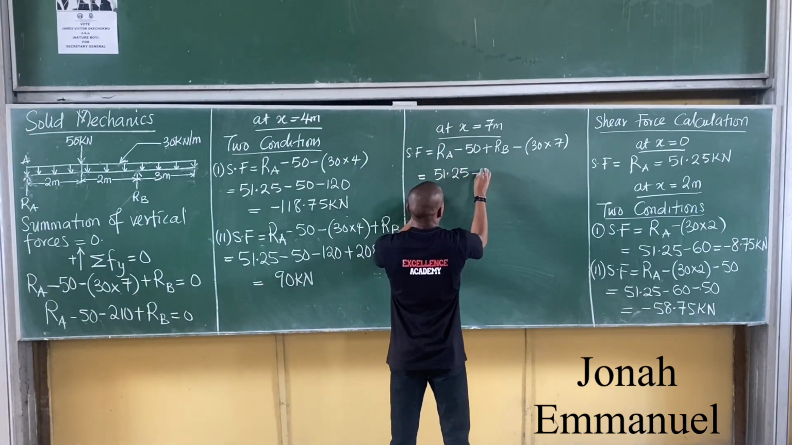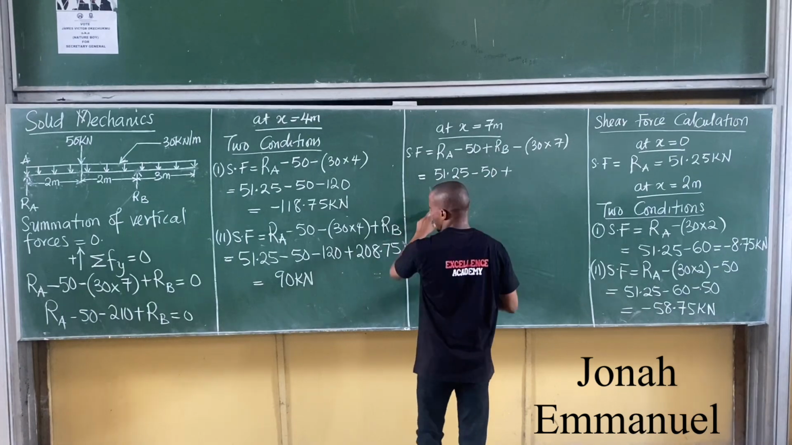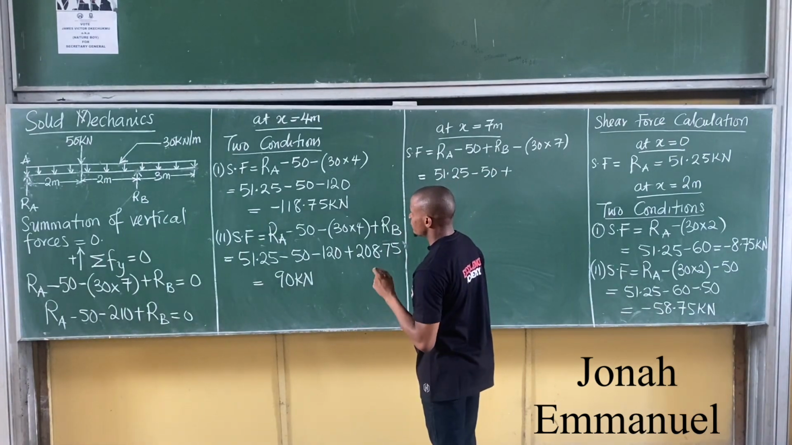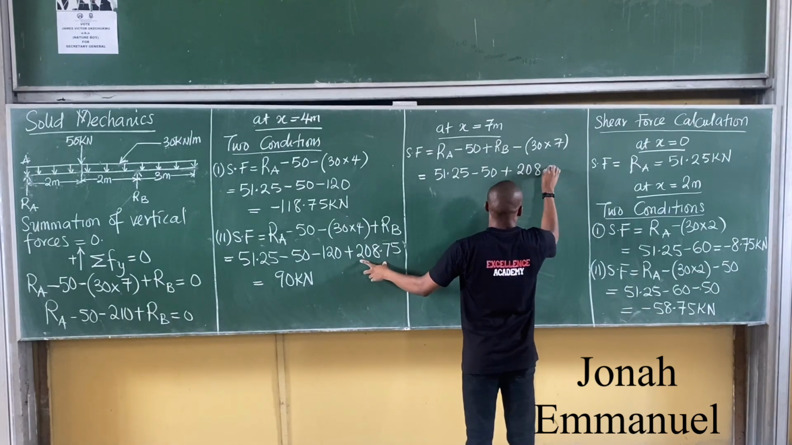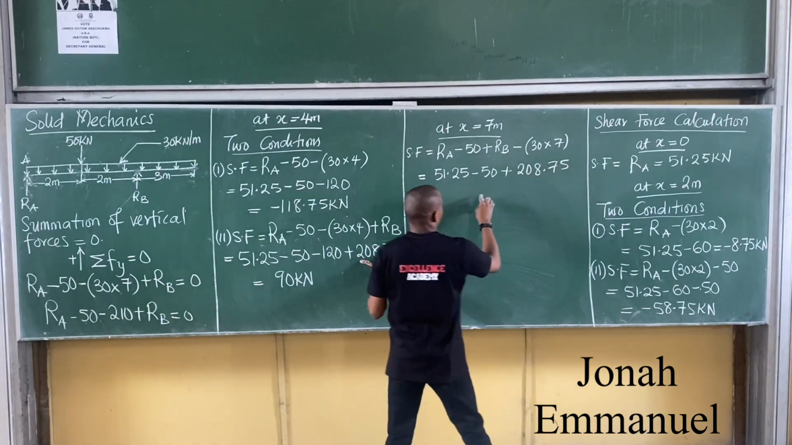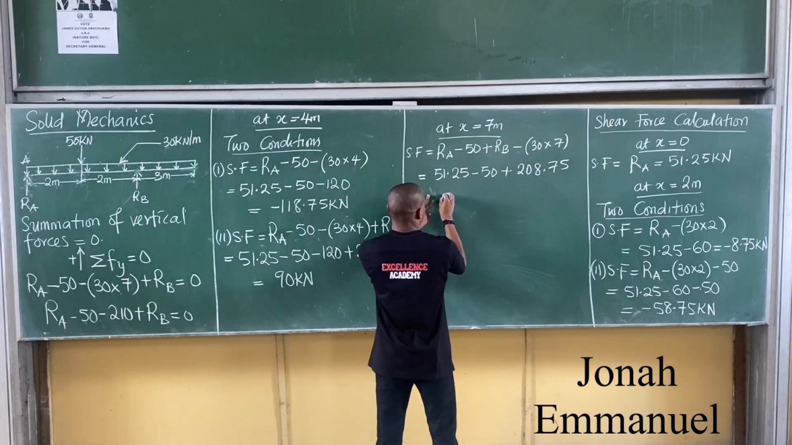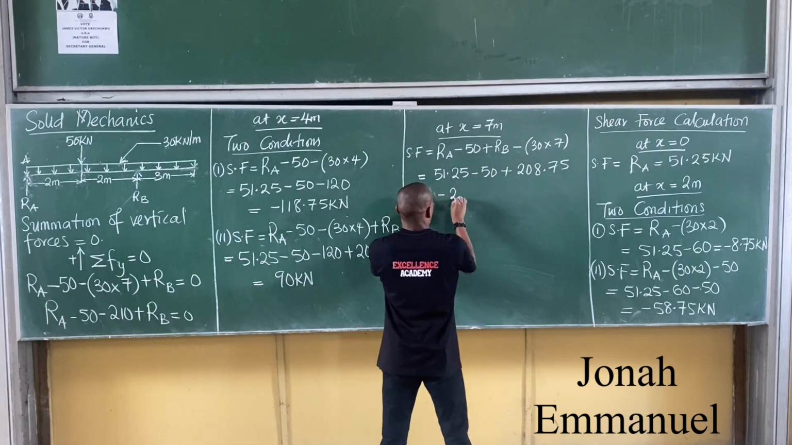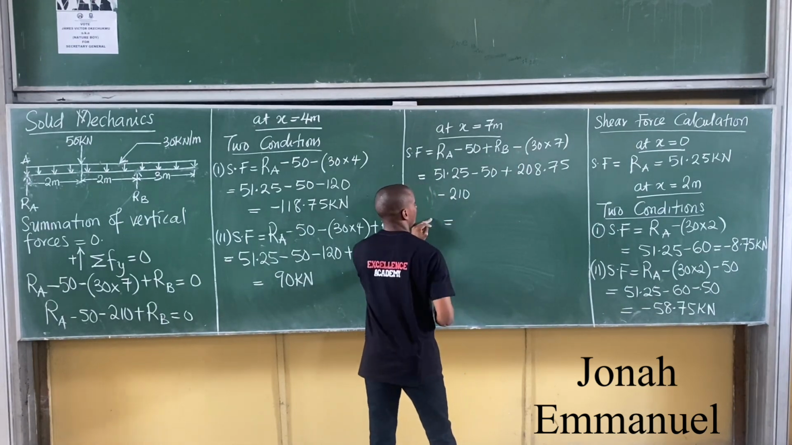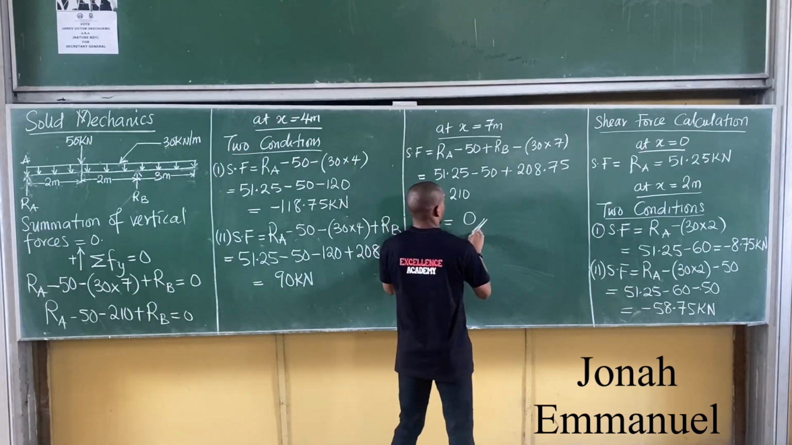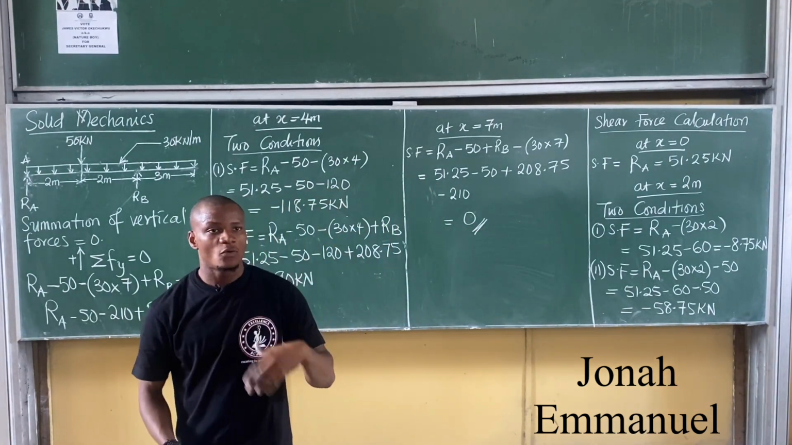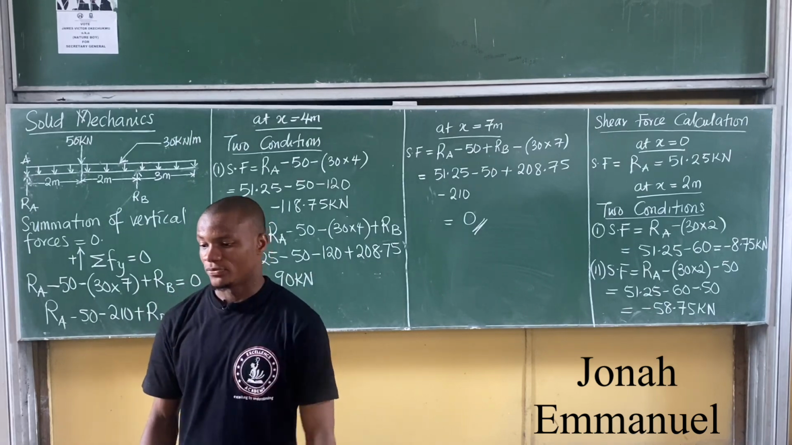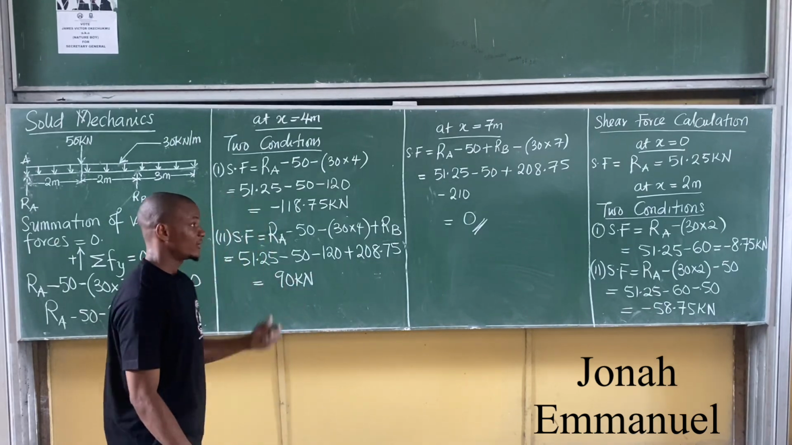So this will give you 51.25 minus 50 plus RB. RB is 208.75. Then next up, minus 210. This gives you what there? 0. Study 100 times: shear force will always end with 0. Always end with 0. So it's easy.